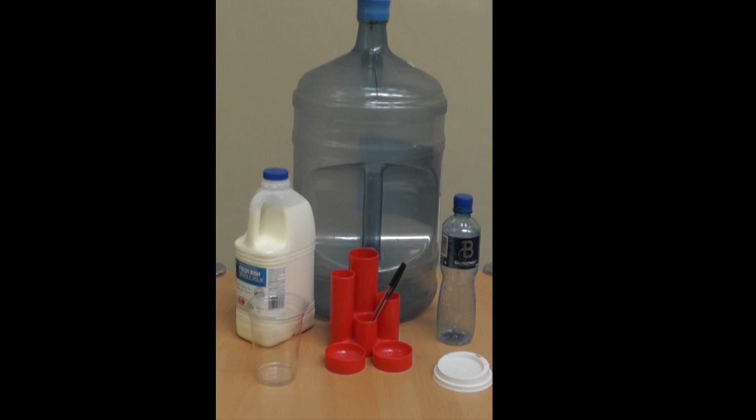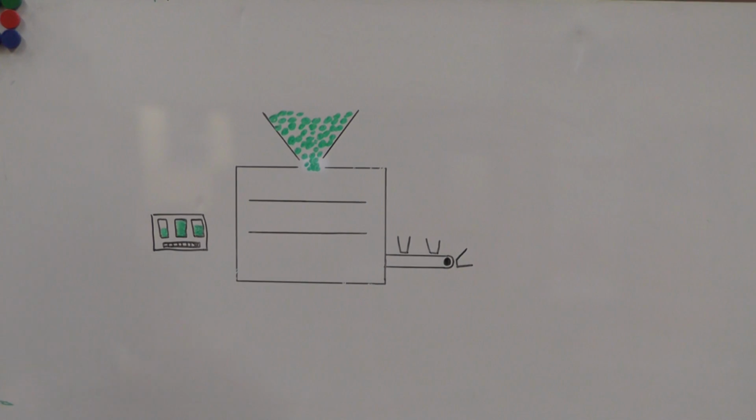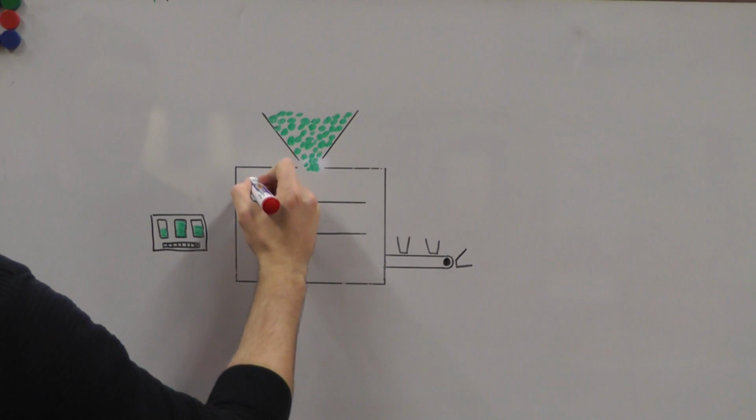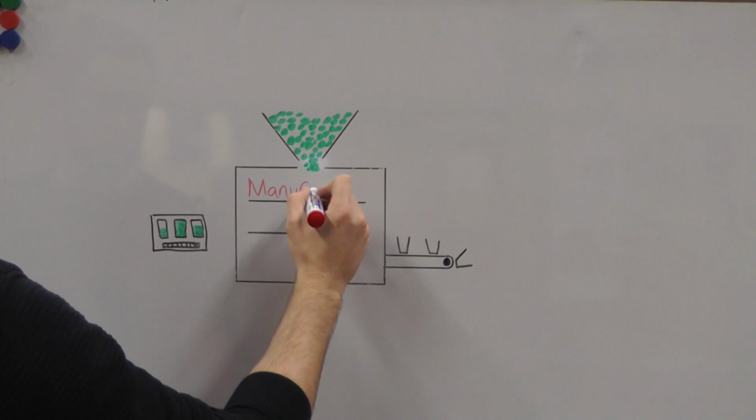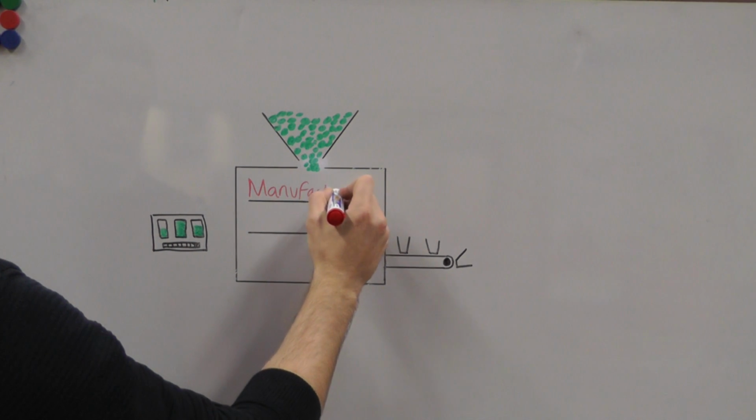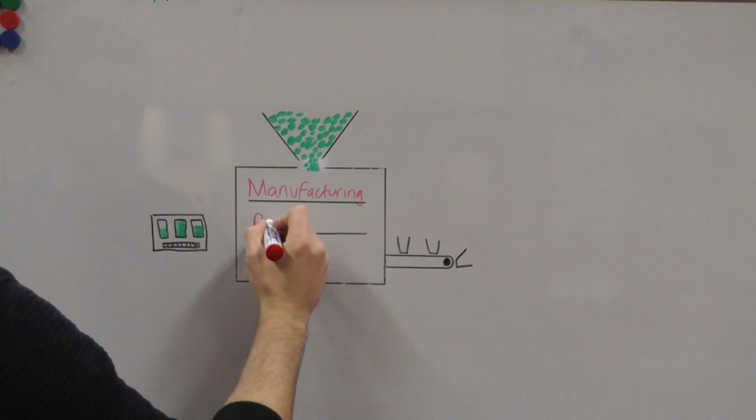Can you imagine how different our lives would be without plastics? I found these plastic items here today in the office. Manufacturing companies have been very successful in producing plastic items. A typical manufacturing process includes converting raw material into a functioning part.